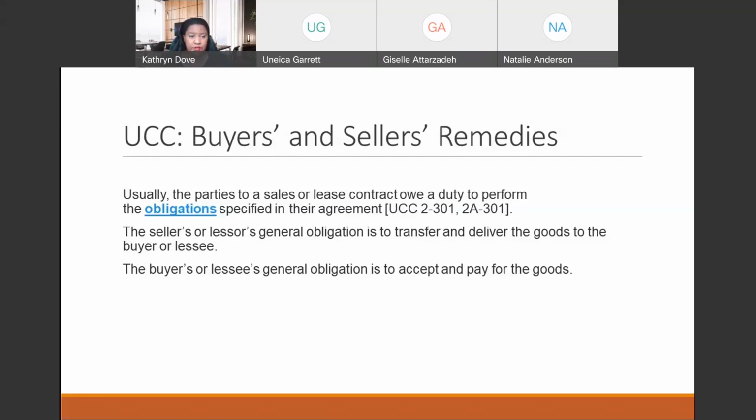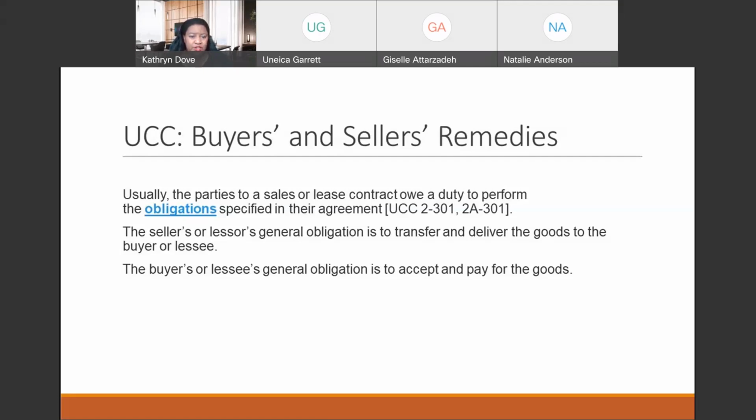The seller's general obligation under the UCC is to transfer and deliver the goods to the buyer. So if I buy a Microsoft computer on the internet, the seller's obligation is to transfer ownership of that computer to me and deliver it to my door. And if they fail to do that, then the seller has breached its obligations under the UCC, and I can sue for breach of contract.